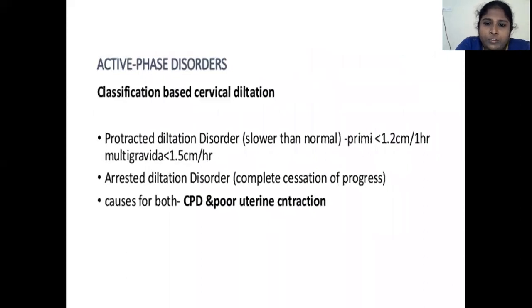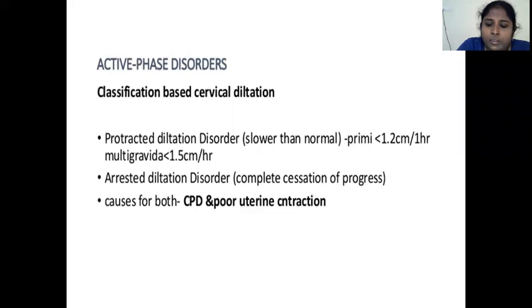Next, active phase disorders. I already told you, one is protraction disorder, another is arrest disorder. Protraction means slower than normal. Always in a primary gravida, if the cervical dilatation is less than 1.2 centimeters per hour, it is called a protracted disorder. And for a second gravida, less than 1.5 centimeters per hour, that is slower than normal, but not total arrest. Arrest is complete cessation of the progress.